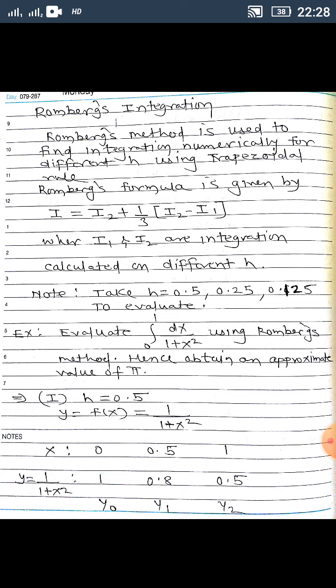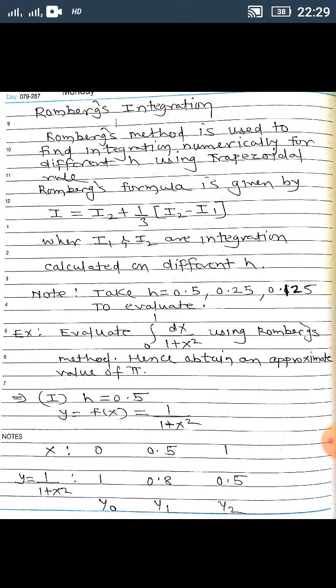Example: integration from 0 to 1 of 1 upon 1 plus x square dx using Romberg's method, and hence obtain an approximate value of pi. Now we calculate on different h. First h is equal to 0.5. y is equal to f of x. What is f of x? The function, that is 1 upon 1 plus x square.